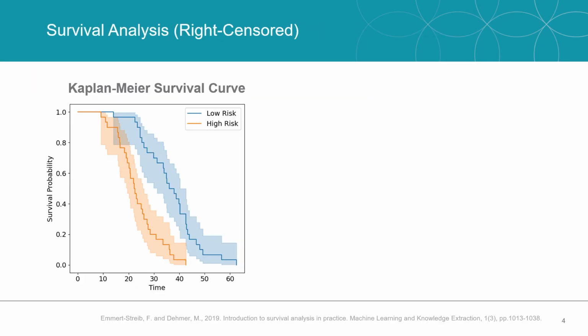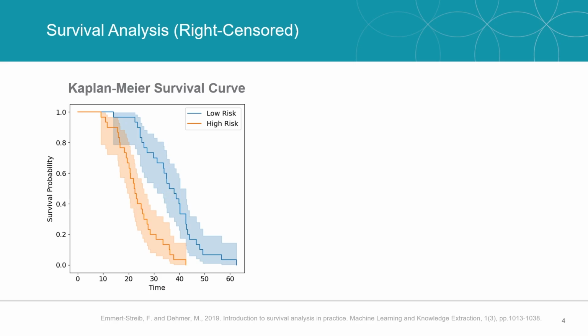As a bit of background for this study, let's talk about right-censored survival analysis. Here we have illustrated a Kaplan-Meier survival curve, where we have two groups of subjects, labeled here as low risk and high risk. On the y-axis, we have survival probability, which is the proportion of instances within a group that have survived up to the time point illustrated on the x-axis. We can make comparisons between these two survival curves to determine whether there are differences in survivorship between them.